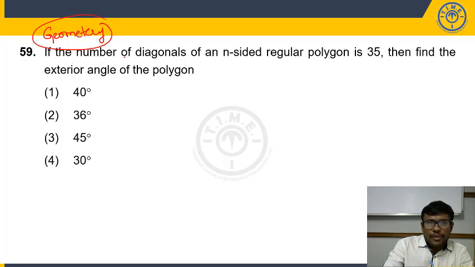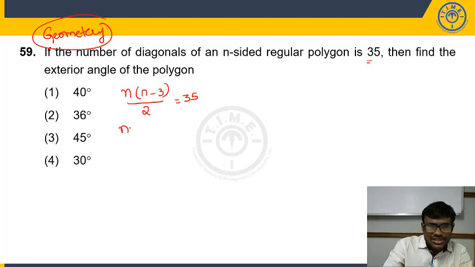If the number of diagonals of an n-sided regular polygon is 35, so number of diagonals, what is the formula for number of diagonals? n into (n minus 3) by 2. That was given as 35. Then find the exterior angle of the polygon.